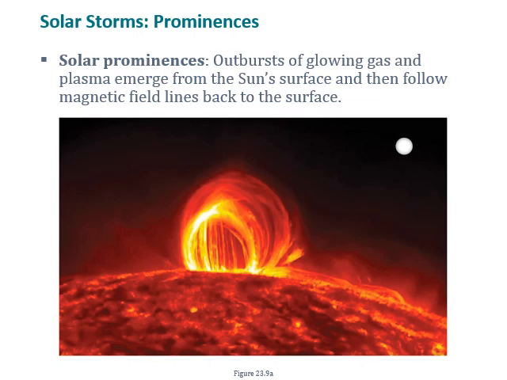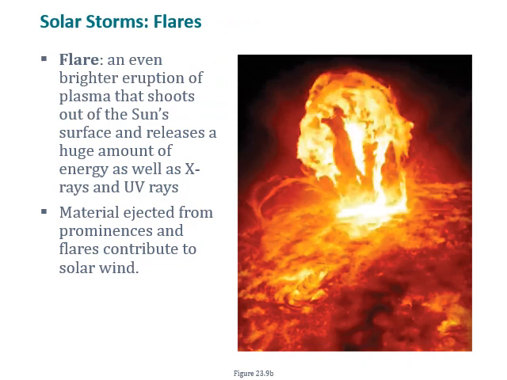Solar prominences are outbursts of glowing gas and plasma emerging from the sun's surface that follow magnetic field lines back to the surface. Flares are even brighter eruptions of plasma that shoot out of the sun's surface and release a huge amount of energy, as well as X-ray and UV rays. Material ejected from prominences and flares contribute to the solar wind.